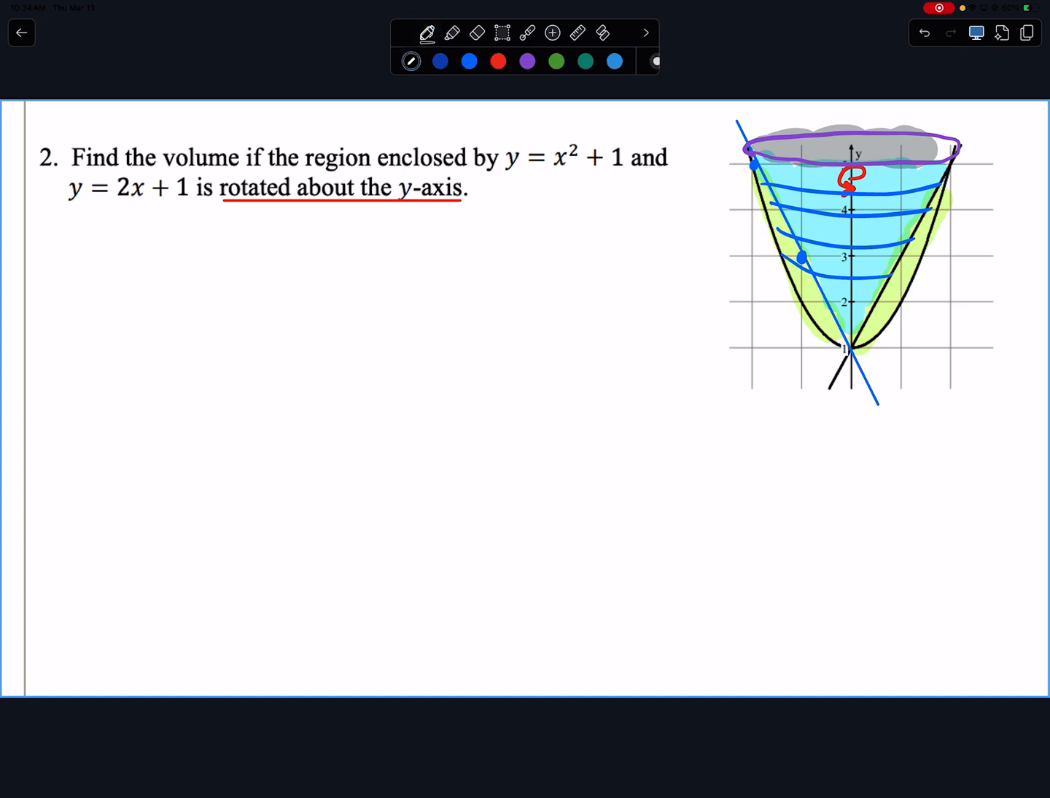Okay, so let's copy down our formula. V is equal to pi times the integral from a to b of, since we're spinning it around the y-axis, is it going to be R of x or R of y? R of y. So you're going to do big radius, R of y, squared minus little radius squared, dy.